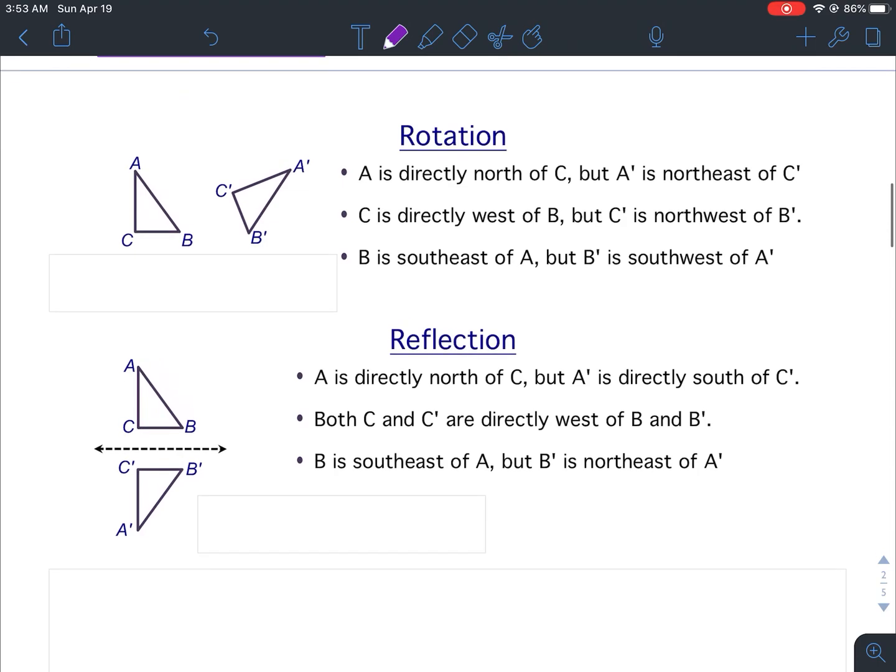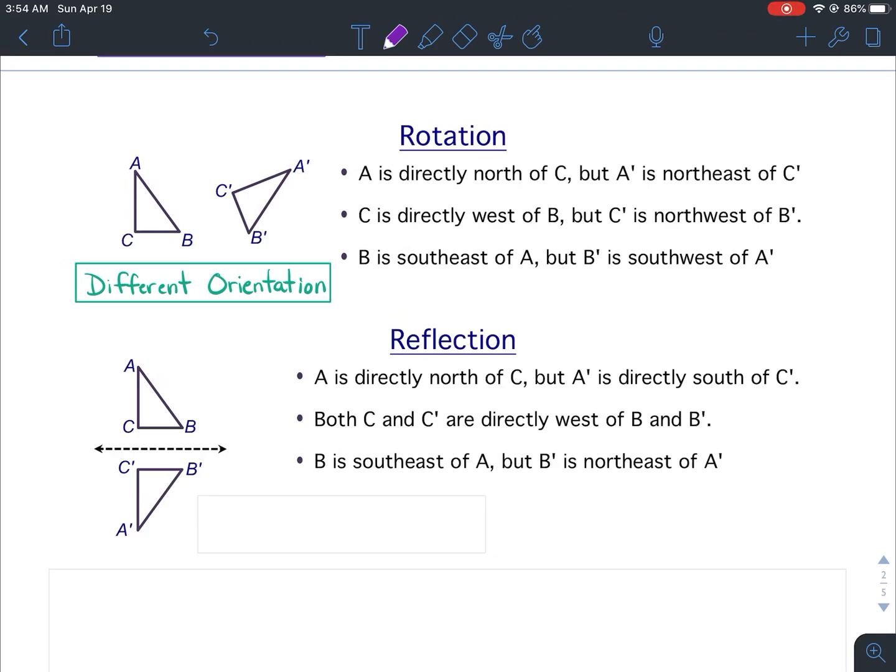Rotation. A is directly north of C, but A prime is northeast of C prime. C is directly west of B, but C prime is northwest of B prime. B is southeast of A, but B prime is southwest of A prime. So if you look at the 2 figures, they don't have any similar orientation. It's not the same at all. For rotation, there will be a completely different orientation.